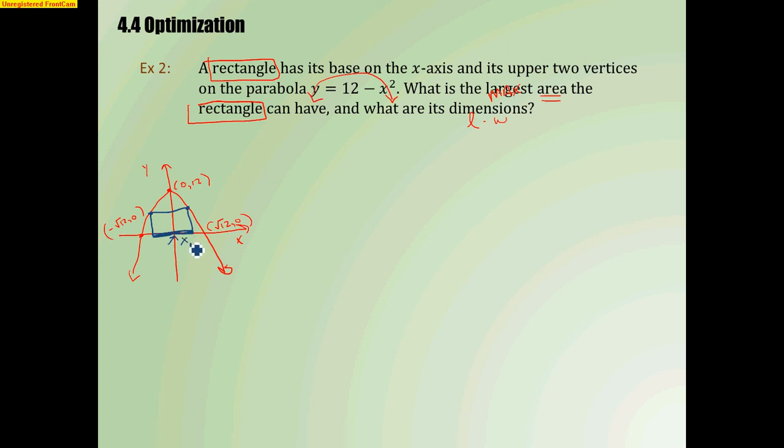some x, say like, I don't know, 2. So let's suppose that x is 2. What is y? Isn't y 12 minus 2 squared? Right? Whatever x I choose, plug that x into 12 minus x squared to get the y.